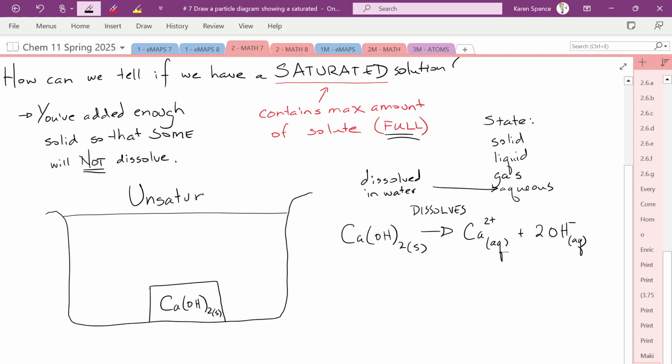This is going to be unsaturated. Okay, so we have lots of room. What's going to happen is that we're going to get Ca2+ ions coming off, and we will also get an OH- and an OH-. And at this point, at the very start, there is nothing in there to recrystallize yet. With me? Okay.